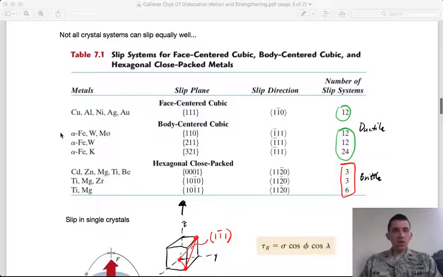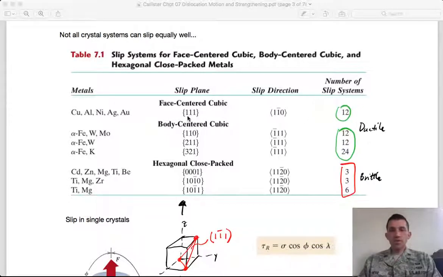And so if we compare the face-centered cubic crystal structures here, metals that we know are fairly ductile, at least if you're familiar with these metals: gold is especially soft, copper is fairly soft, and aluminum as well, especially in its pure form. These are all FCC crystal structures, with the 1, 1, 1 close packed plane and the 1, 1, 0 slip direction.